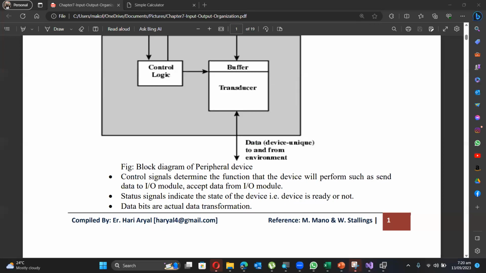This diagram shows you a block diagram of a peripheral device. It shows you how it is connected, how it picks data from one point to the other, and how it transfers the data that it uses. Control signals determine the function that the device will perform, such as send data to the I/O unit or accept data from the I/O unit. It is going to use status signals to indicate the state of the device, that is, if the device is ready or not.